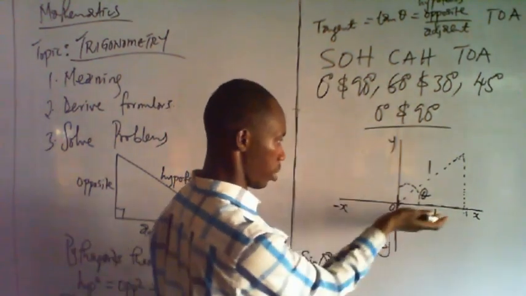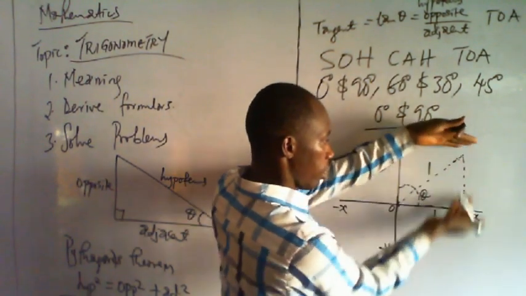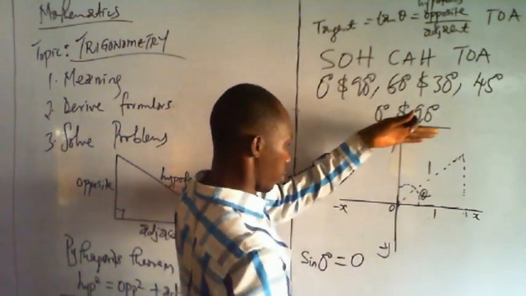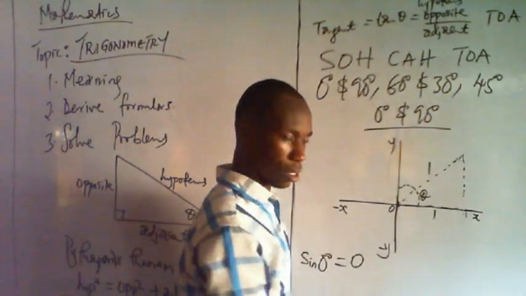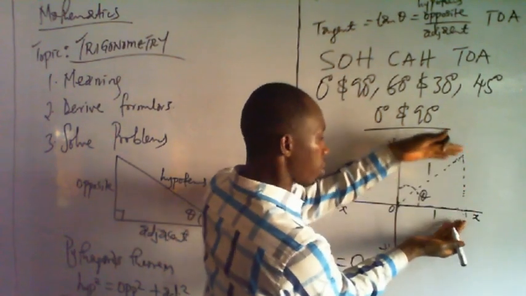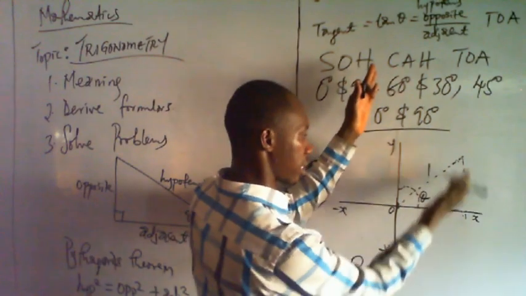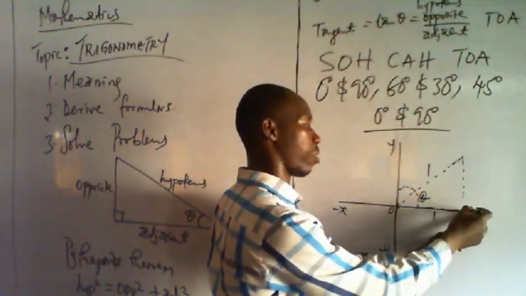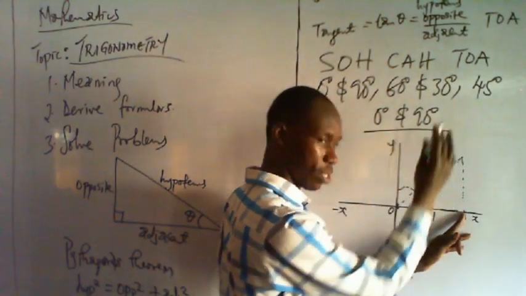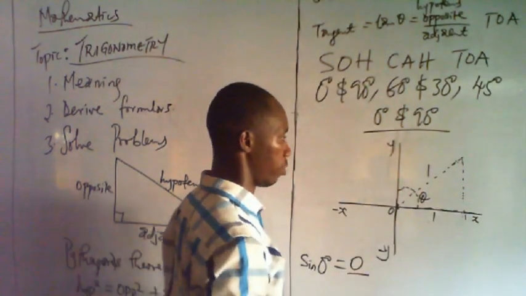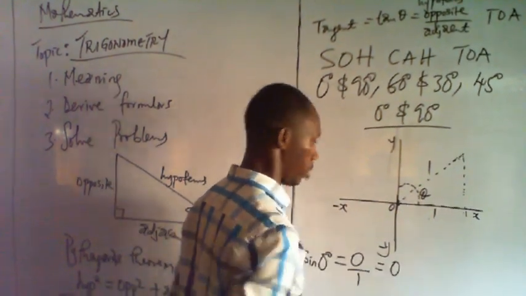Sine 0 degrees is opposite over hypotenuse. From here to here is 0. So this will give us 0 because the distance from here to here is 0. The angle is 0. If the angle opens to 20, 30, 40, then the length of the side here increases. But since the angle is 0, that means the side here is 0. And so we have 0 value over the hypotenuse, which is 1. And so sine 0 is 0.